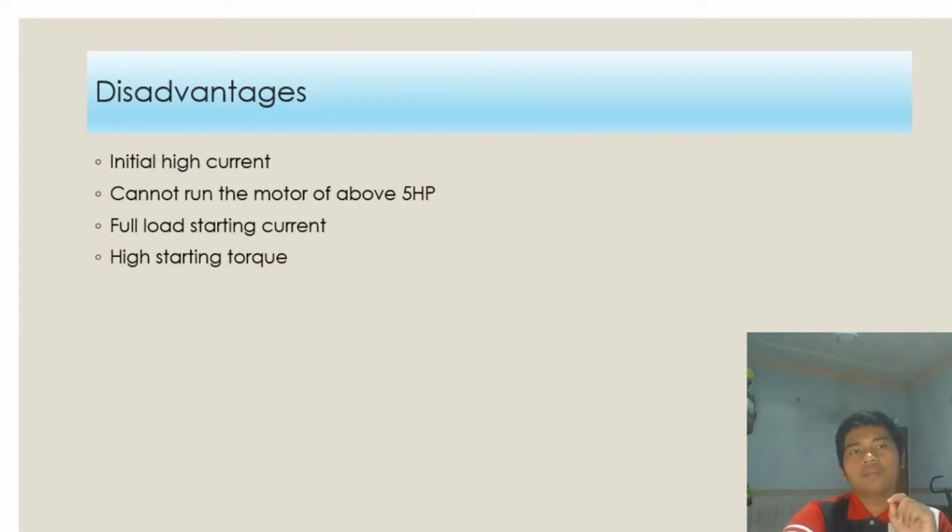But there are some disadvantages of the forward reverse direct online motor starter. It uses an initial high current to start. It cannot run a motor of above 5 horsepower. It has a full load starting current, which means high starting torque.